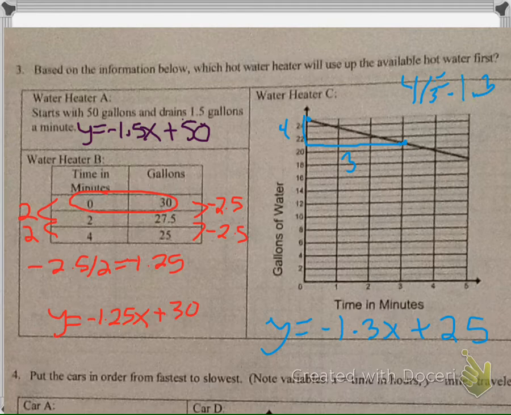Now it says which one will use up the hot water first. So I'm going to look at the slopes. Which one has the largest slope, losing the water the most per minute? So water heater A is losing 1.5 gallons per minute, B is losing 1.25 gallons per minute, and C is losing 1.3 gallons per minute. So water heater A is losing the most water per minute, which means they would use up all of the water first. So I'm going to put a star next to water heater A. For each one of these, I should see the correct equation, and on the graph and the table, I should see the work to get the equation.